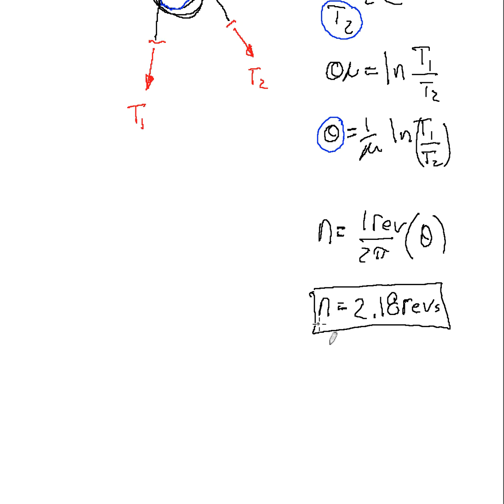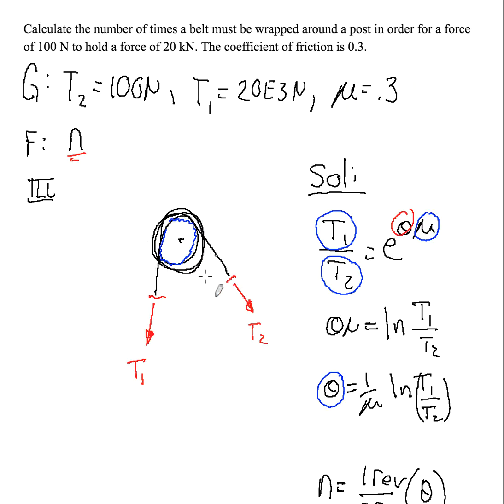So it takes twice around and then some to actually produce that. So you can force multiply almost, you can go up 4 orders of magnitude just by wrapping this belt around this sheave, this pulley, this drum, which is a fantastic force multiplier.